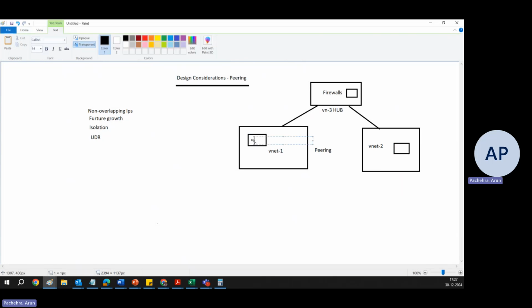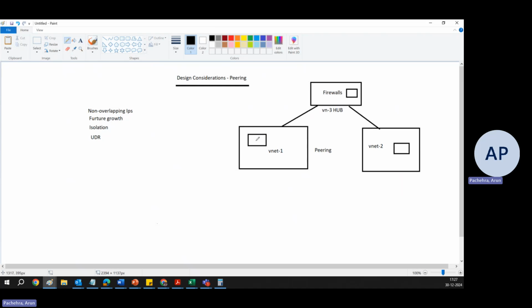Let me get the pencil. If this VM wants to talk to VM2 here, it can talk directly, because if they are paired and connectivity is established, they can talk. But in an ideal situation, we have to secure the traffic. So what we do is apply UDRs on the subnet where this VM is running. Then when this VM tries to talk to VM2, it will go to the firewall. Then the firewall will decide whether it is allowed or denied, right?